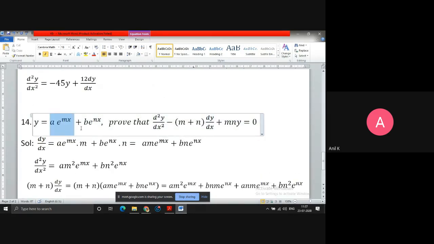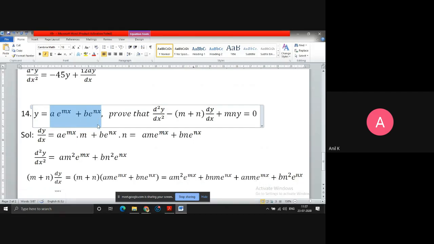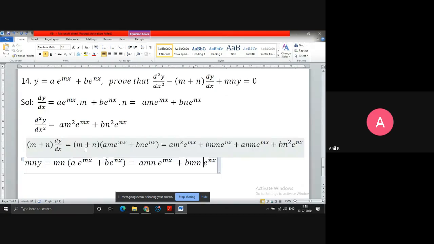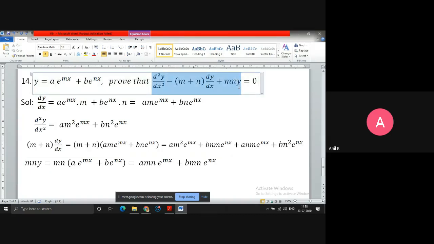mn into y is equals to mn into what you have taken as y. This is the term y is given, right? So mn multiply with this term. So if I open the bracket, what will come is a mn e to the power of mx, then b mn e to the power of nx. Now I got d square y by dx square, plus m plus n into dy by dx, and I have mn into y. These all three values you substitute in this equation.